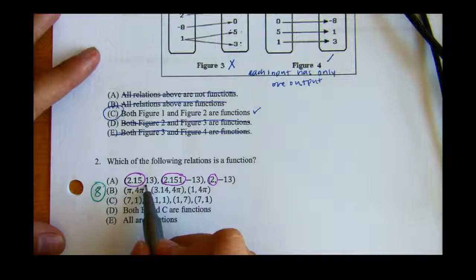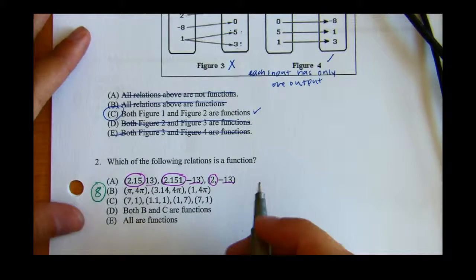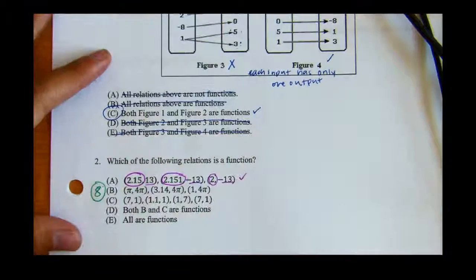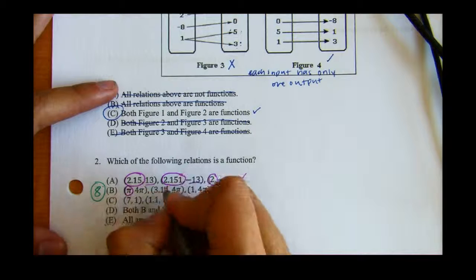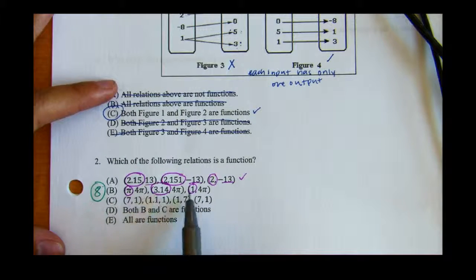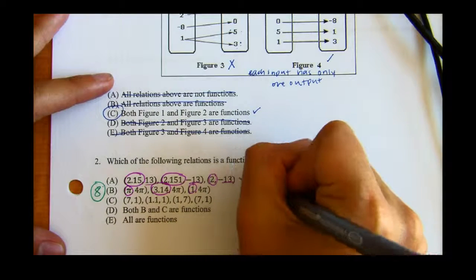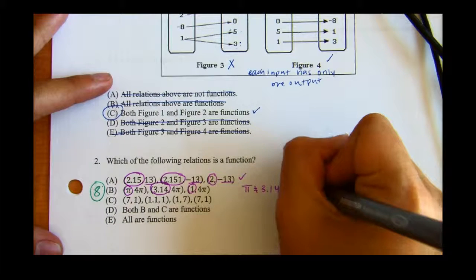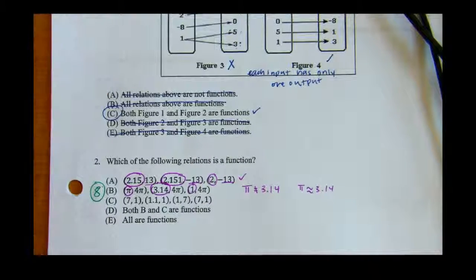So that means that no matter what the outputs are, I'm not going to have an input that has more than one output. So this is definitely a function. Let's look at part B. Pi, 3.14, and 1. None of these numbers are the same. Pi does not equal 3.14. Pi is about 3.14. Not the same thing. So again, none of these inputs are the same, which means that I don't really care what the outputs are. This is going to be a function.